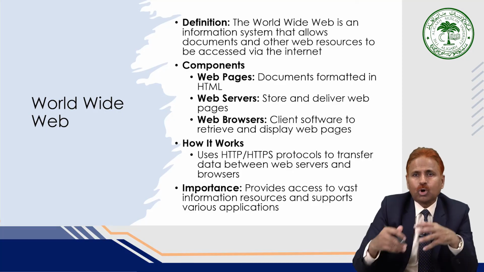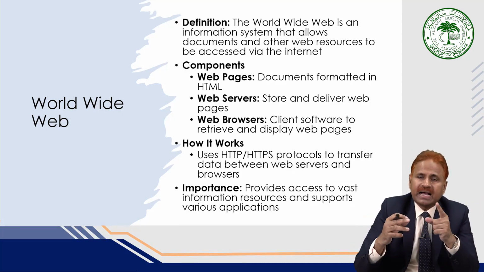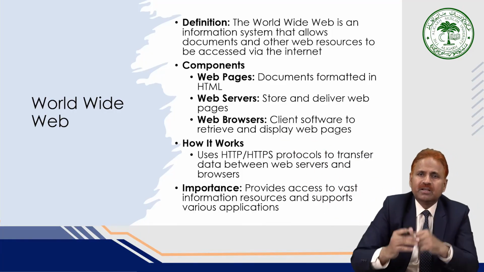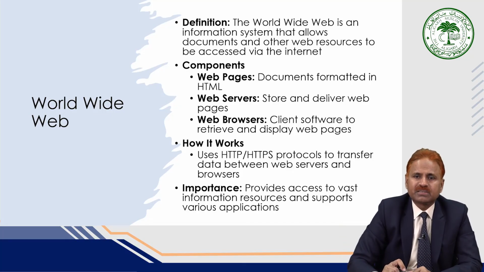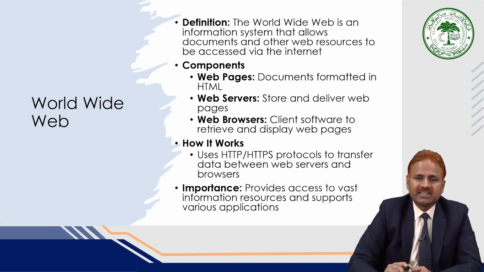I have already told you that all the communication takes place by using certain rules. So here for data transmission or web page transmission from one place to another place, we use the communication which is known as hypertext transmission protocol, HTTP. So HTTP and its secure version is HTTPS, hypertext transmission protocol secure. These protocols are used to transfer data between web servers and the browsers.